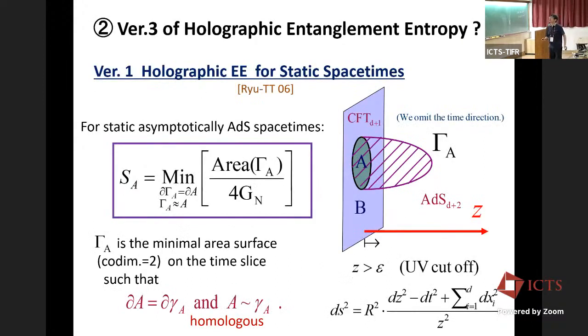So let me start with this. What does version 3 of holographic entanglement entropy mean? This is version 1, a static space-time. Here we just take a minimal surface, because we can forget about the time direction since it's static.